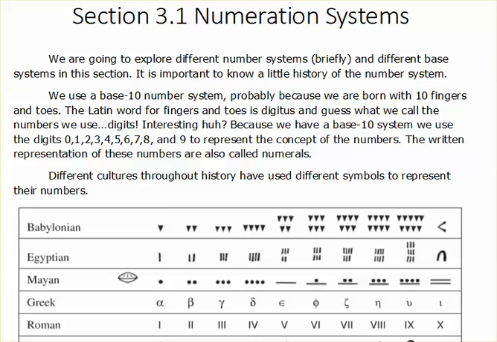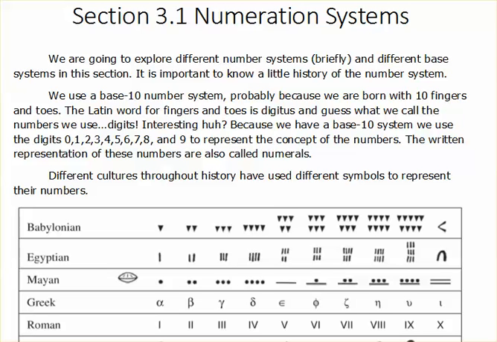Okay, so we use a base 10 number system, and that's probably because we were born with 10 fingers and toes. So it was easy counting. The Latin word for fingers and toes is digitus, and guess what we call the numbers we use? Digits. So it comes from the Latin word. I think that's pretty interesting.